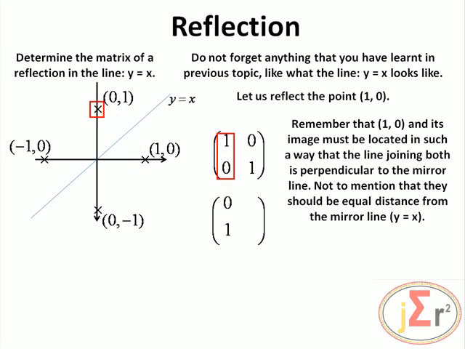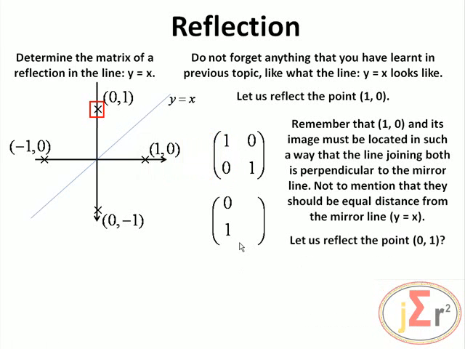So we are going to go in that direction. So we are going to go in a direction perpendicular to the mirror line, which is that direction. And of course, they are equal distance from the mirror line. So 1, 0 will be reflected to 0, 1. What about the other one?